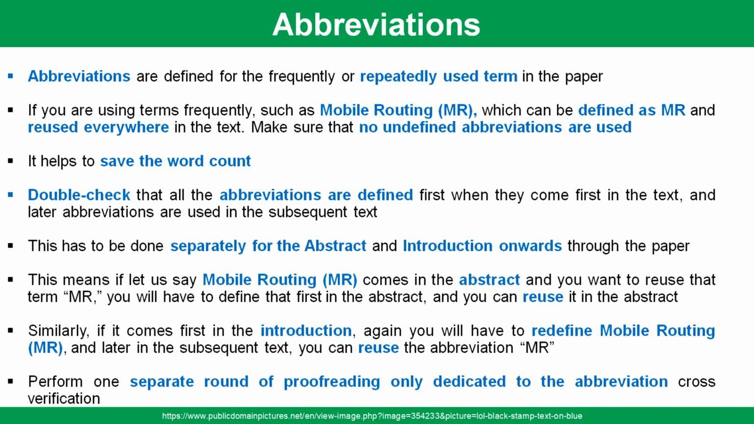Perform a separate round of proofreading specifically dedicated to cross-verifying the usage and definition of abbreviations. This meticulous approach ensures that all abbreviations are correctly defined and consistently used throughout the paper. Ensuring accuracy in references and citations is extremely important.